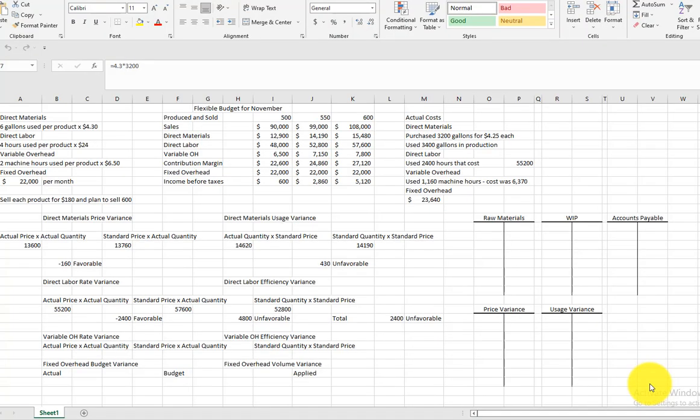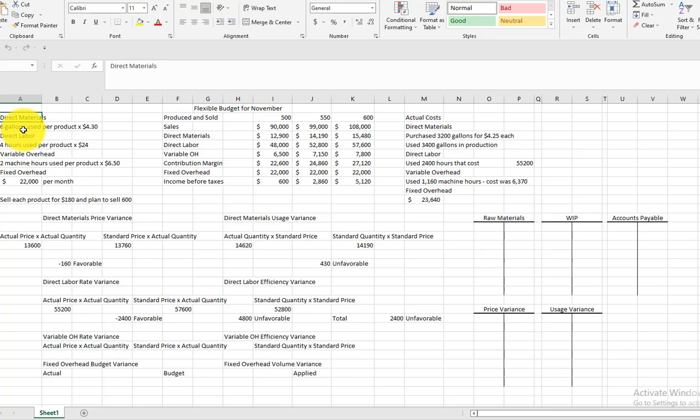Hello everyone, welcome to a demonstration, you might say, of how we might set up a variance analysis problem in Excel and work through it, demonstrating all of the variances that we might look at and even how they might be used in the T account process. Over here on the left, we have the standard that we come up with.